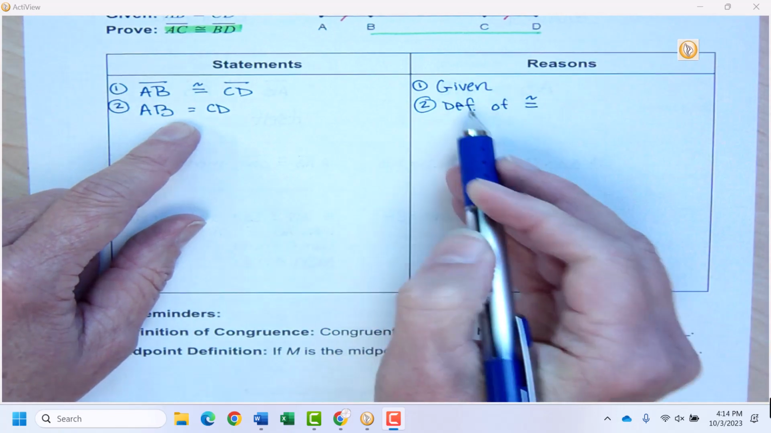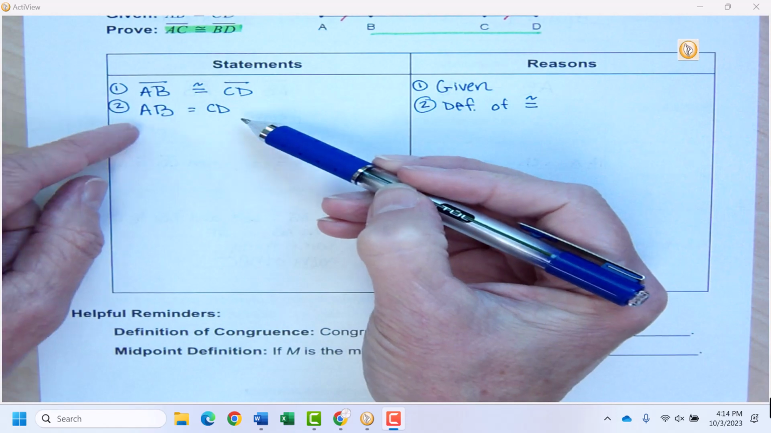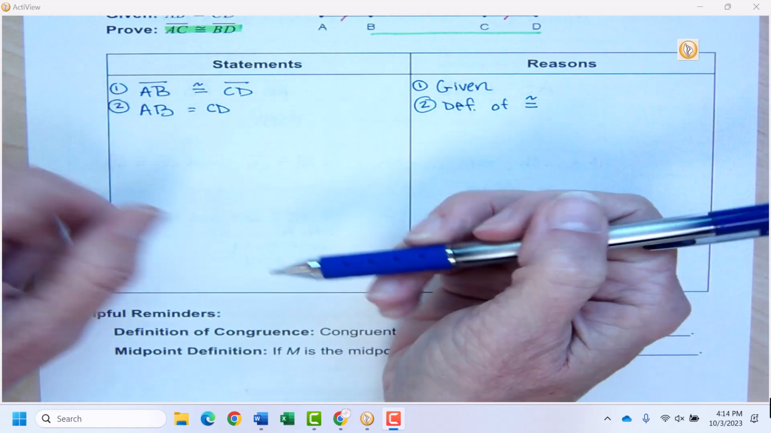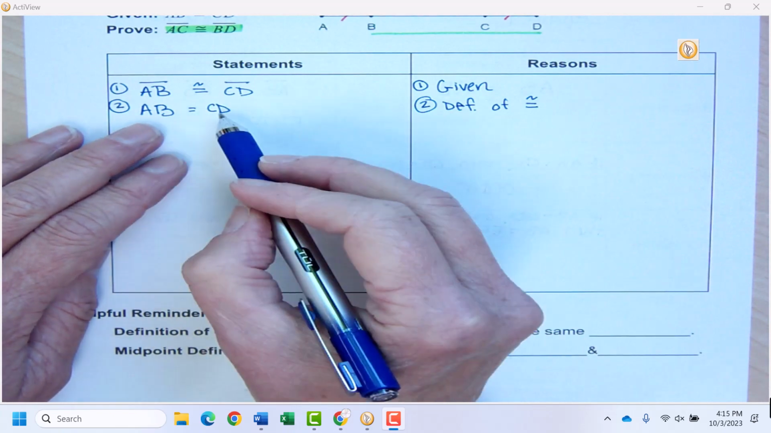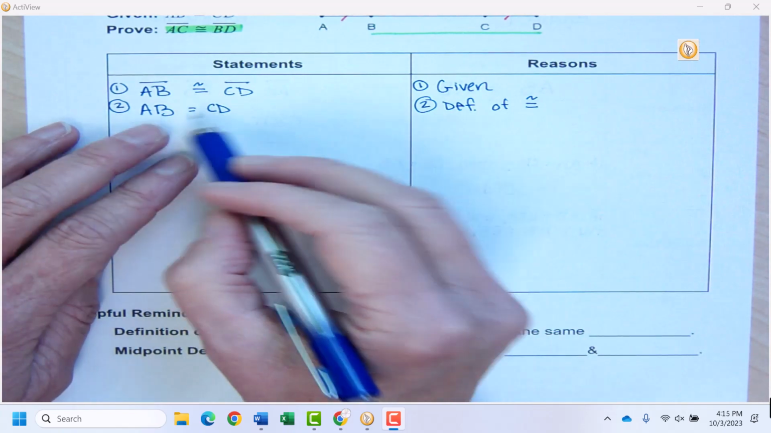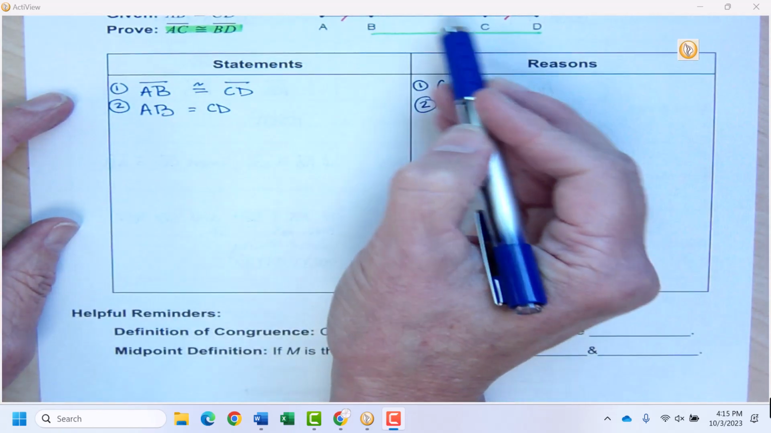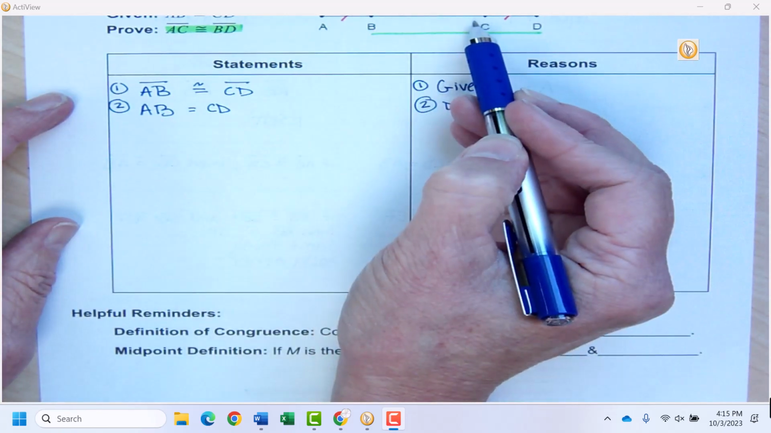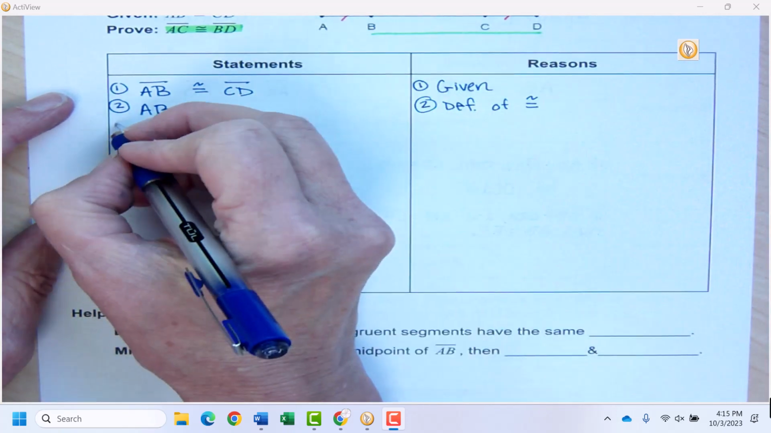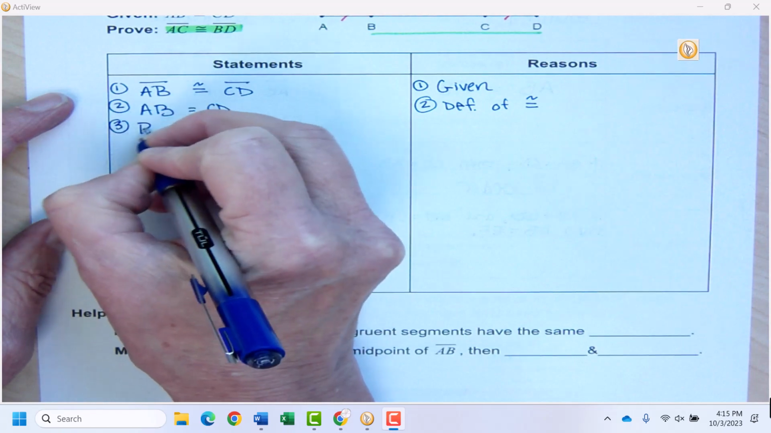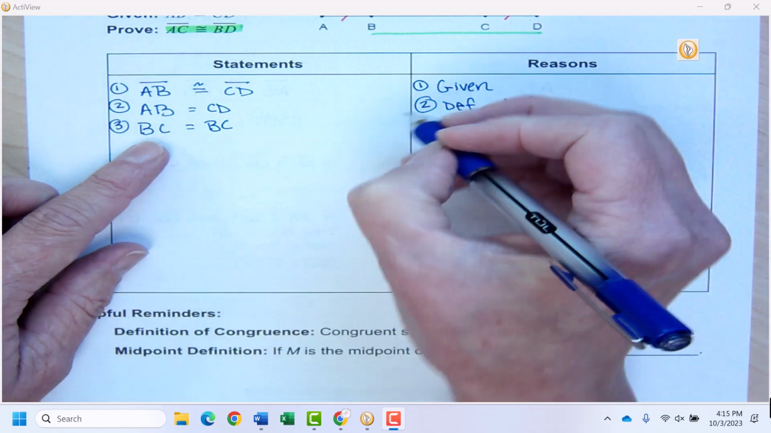We'll be using the definition of congruence a lot. It will get us from talking about congruent segments to equal measures and from equal measures to congruent segments. Okay, well now we've got these two measurements that are equal. And we have this third segment here, BC, that's in between them. And I know that it's equal to itself. We'll look at how we can use that fact in our next step.